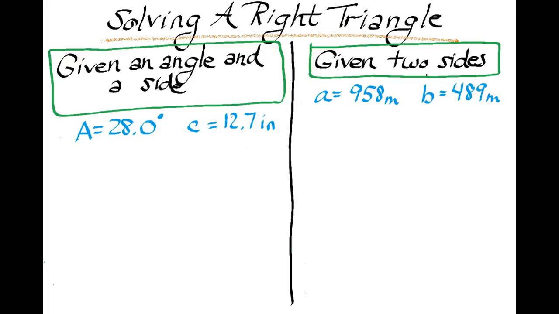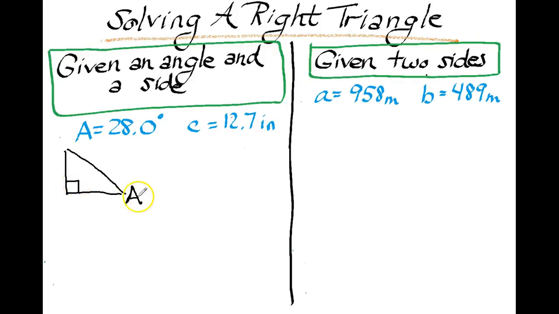So let's get started with example number 1. We are given an angle and a side. So the very first step is always do yourself a favor and draw yourself a triangle. Give yourself that visual picture.